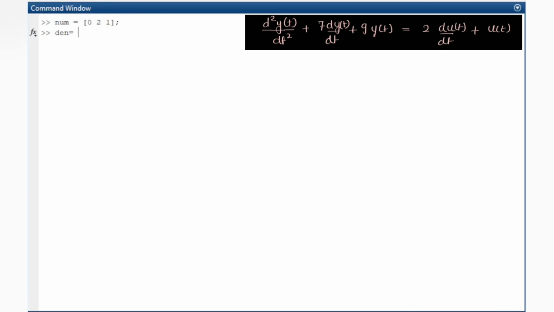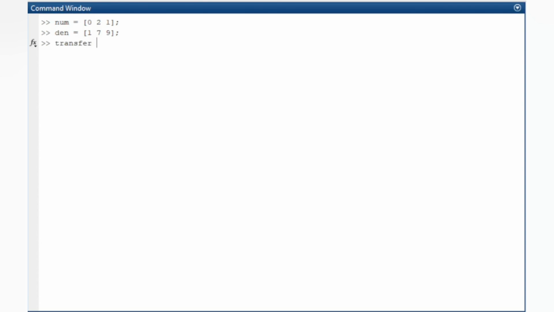Okay, now what were the coefficients in the left side? Coefficients in the left side of the equation, that is 1, 7 and 9. Now what we need to find? We need to find the transfer function. So how to find transfer function? Simply we use tf and we write here numerator comma denominator. Okay, so this will give you the transfer function.